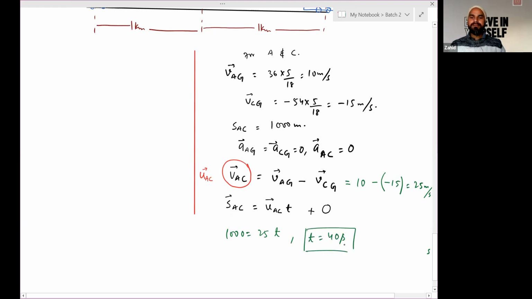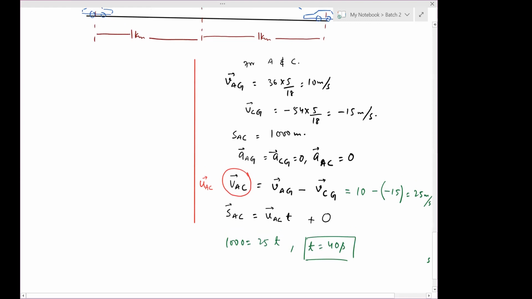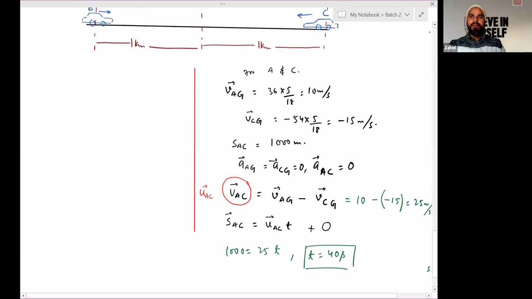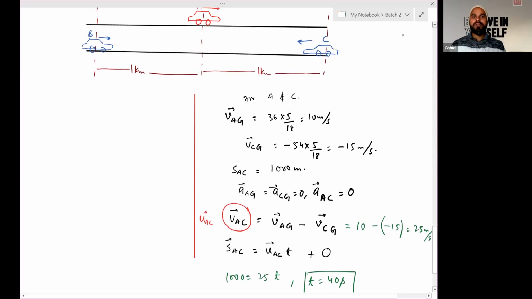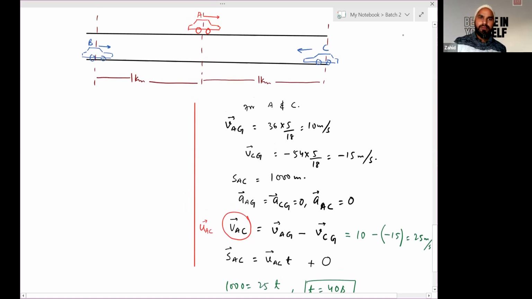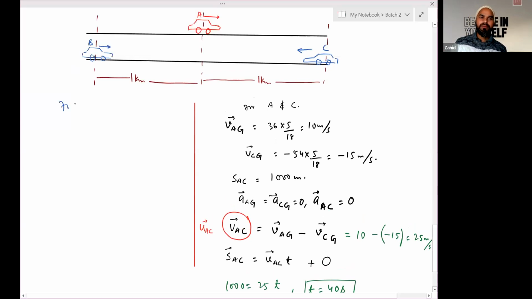Arslan, is it clear? Yes, sir. Okay. Now, the minimum time for B to overtake car A is 40 seconds. So we have to apply this for B and A.